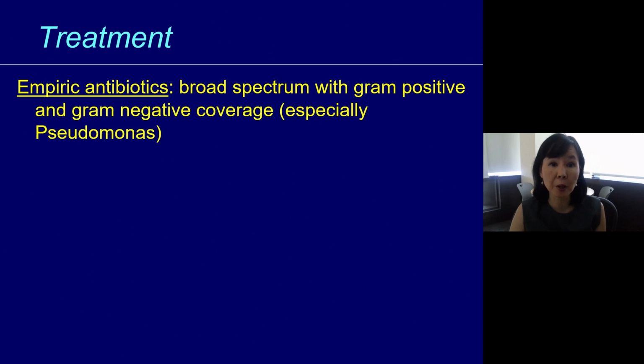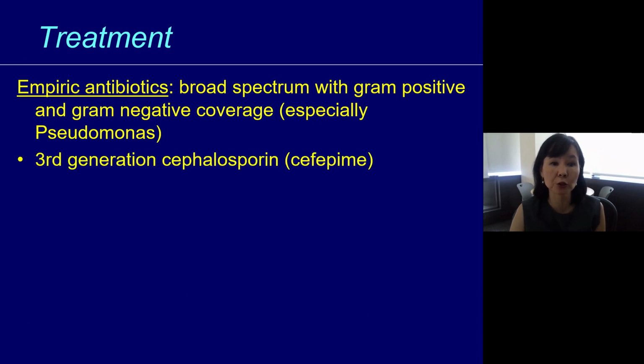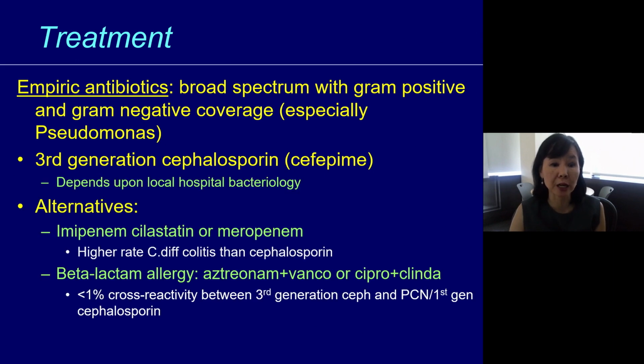And the empiric antibiotics should be broad spectrum with gram-positive and gram-negative coverage, especially Pseudomonas. So a third-generation cephalosporin, such as cefepime, would be very common. It depends upon the local hospital bacteriology, and these are alternatives. Specifically, if someone has a beta-lactam allergy, it could be aztreonam and vanco, or Cipro and clindamycin.